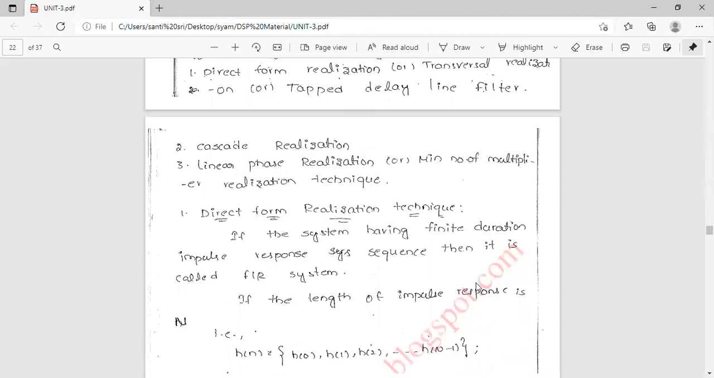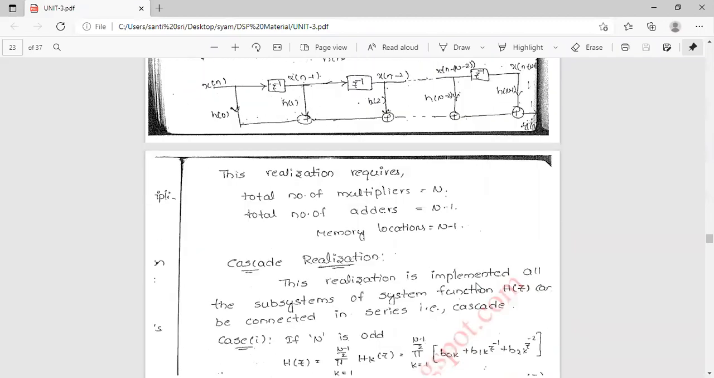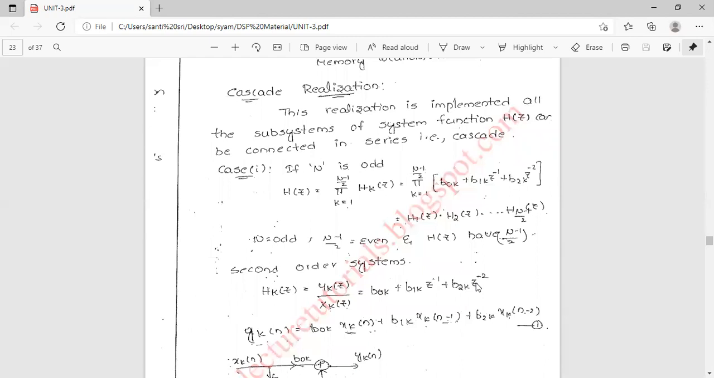This is called so. The second one is cascade realization. In this realization, all the subsystems of the system function are implemented. Cascade means side by side. The output of the first stage is connected to the input of the second stage, the output of the second stage is connected to the input of the third stage, the output of the third stage is connected to the input of the fourth stage, like that, and the output of the n minus 1 stage is connected to the input of the nth stage. So all the subsystems of the system function h of z can be connected in series, that is, in cascaded manner.